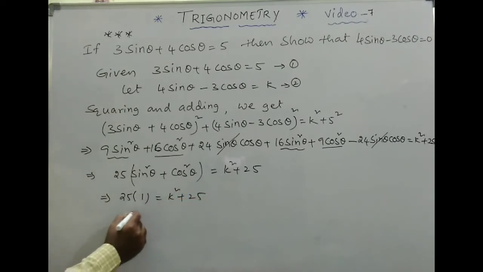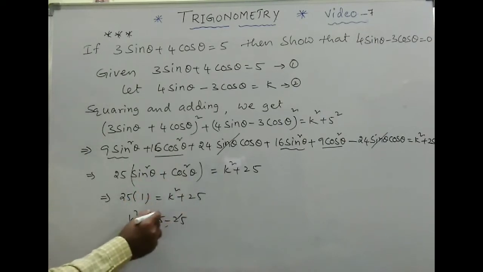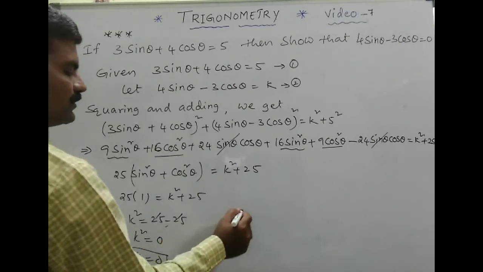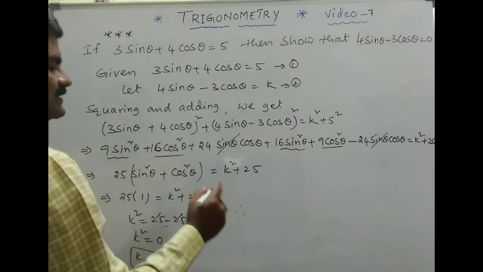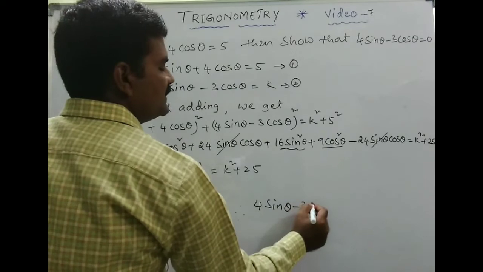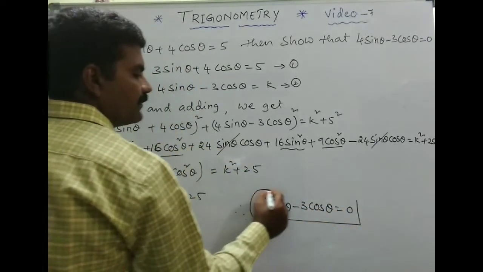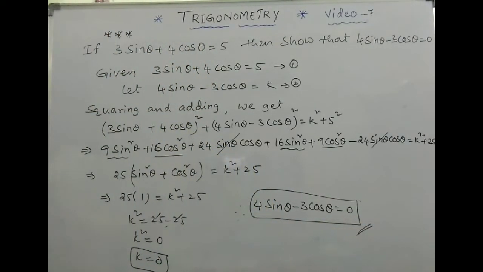Bringing the 25 to this side, 25 minus 25, hence k square is equal to 0, so k is equal to 0. Therefore, what is k? K is what we considered. Therefore 4 sin theta minus 3 cos theta is 0. This is what we needed to prove.